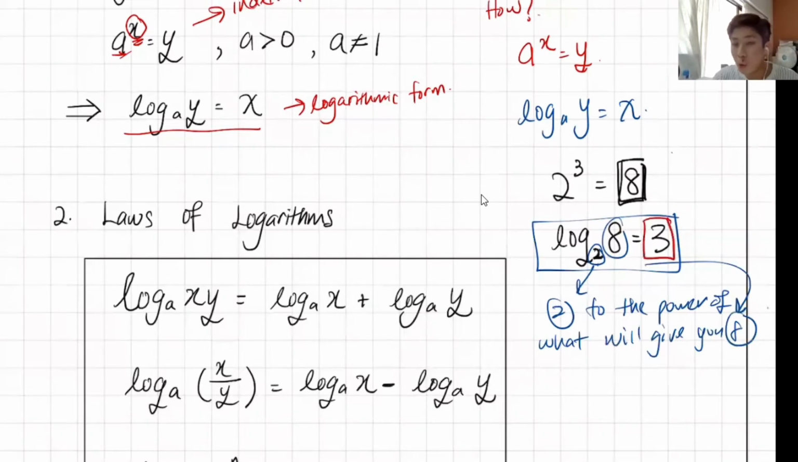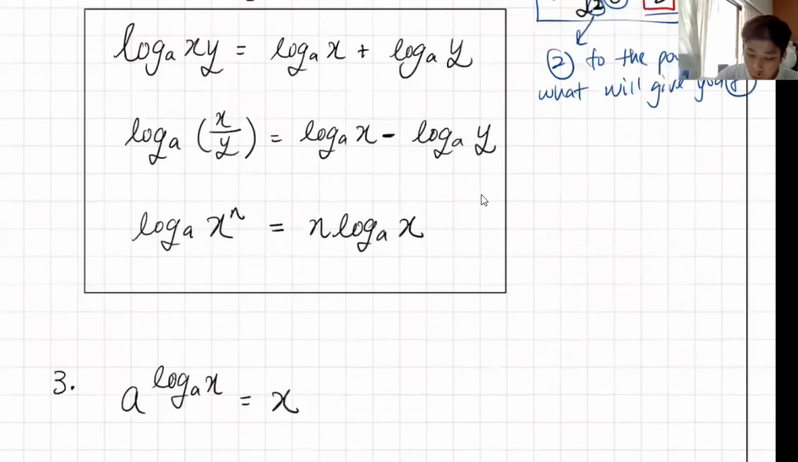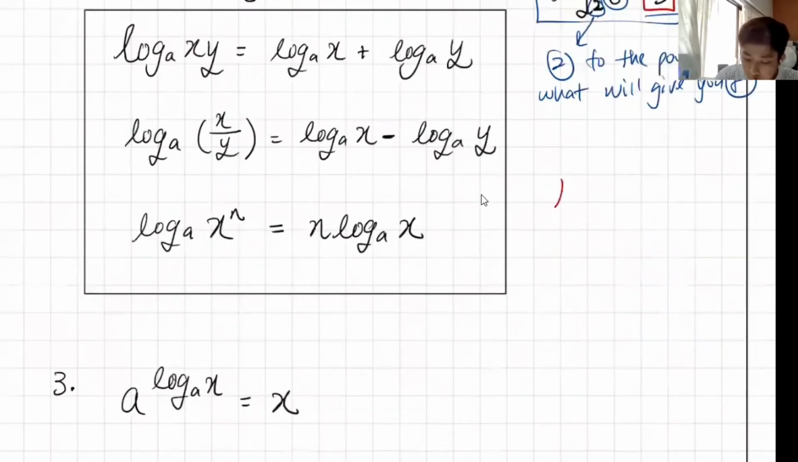A lot of people do not know how to interpret the logarithmic form in this manner, so they get confused sometimes. Oh, I forgot how to convert. I forgot the formula. You get what I mean? So wherever you go, when I have log a y equals to x, there's a here. The sequence is a, then x, then y. You ask yourself, a to the power of what will give you y? And the what is actually x.